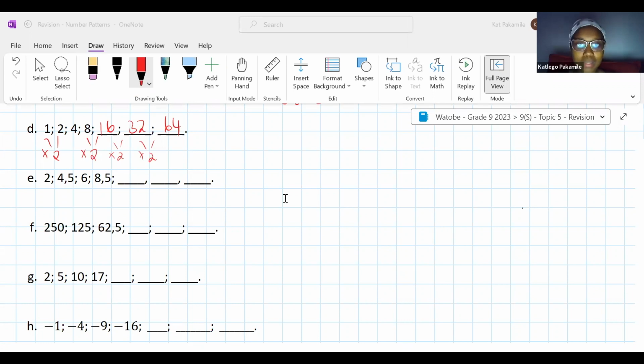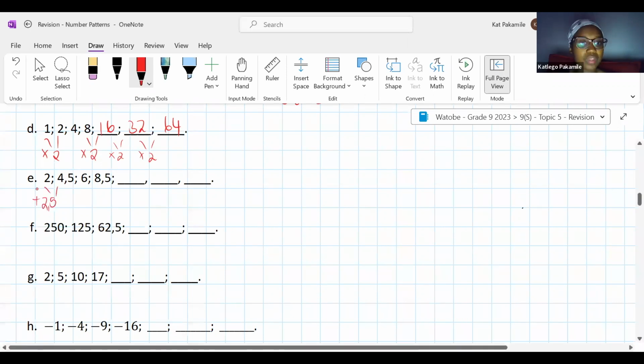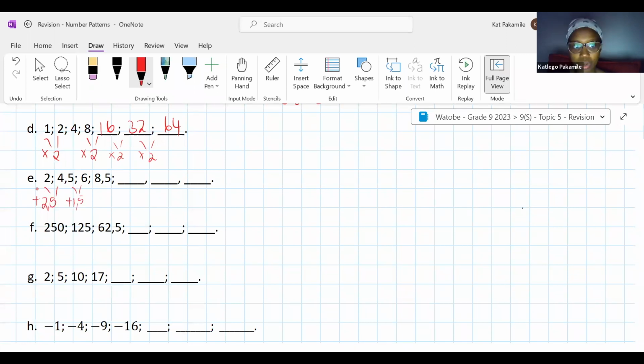Number E is a little bit different. What's happening there by E? First we add 2,5. And then we add 1,5. And then we add 2,5. What do you think we're going to add next? Yes, Minenhle.